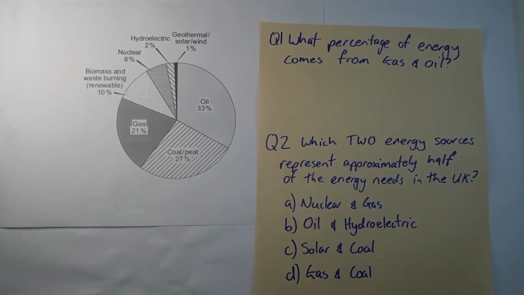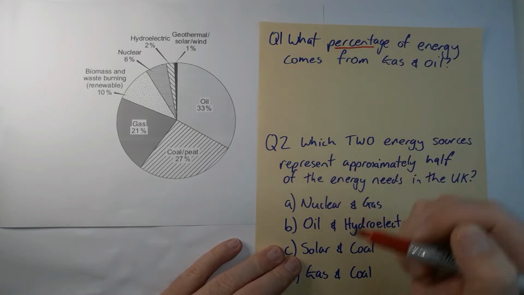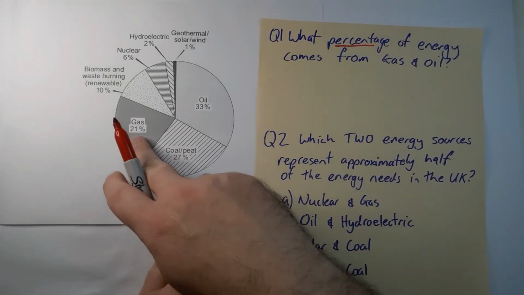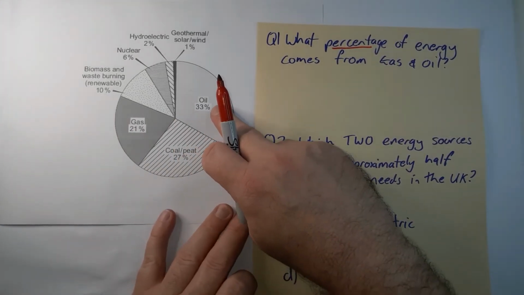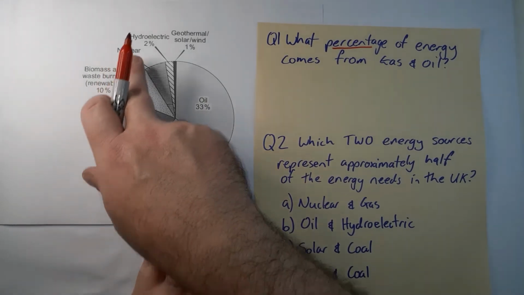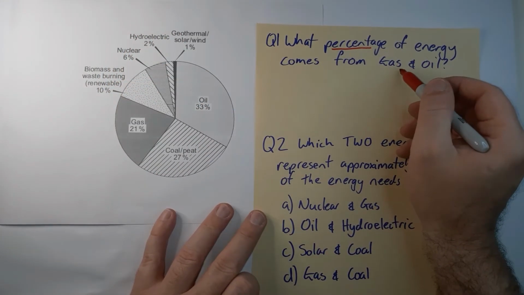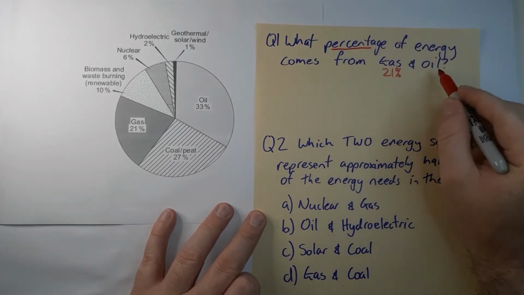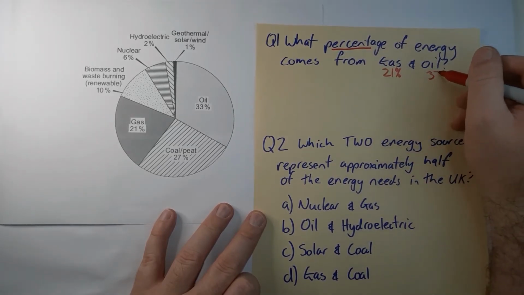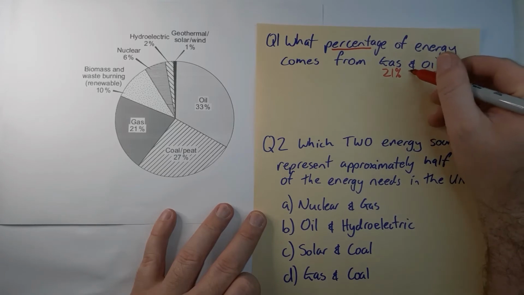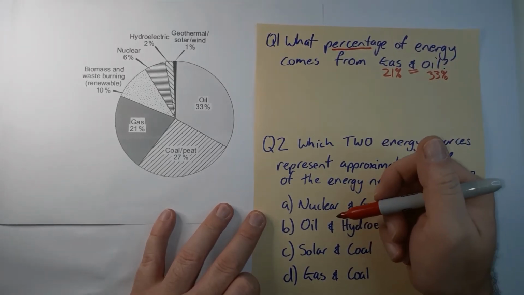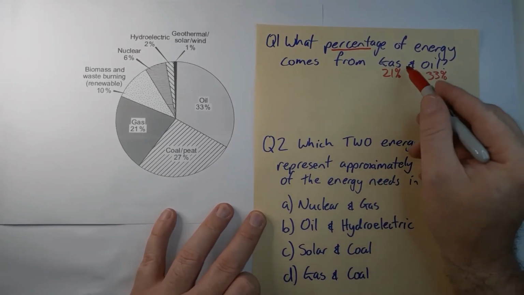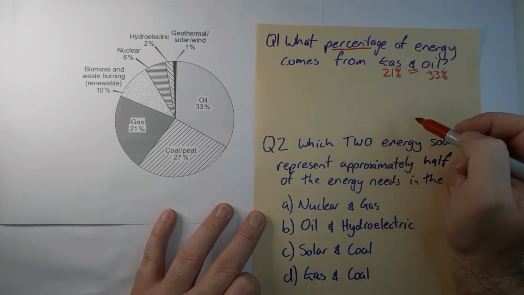So question 1, I forgot to label that as a 1. What percentage of energy comes from gas and oil? So we are looking for the percentages. We can find them quite easily on here if we read the key that's given to us, and they're quite clearly labelled. So I'm looking for gas, which is 21%, and oil, which is 33%. Because it says "and", that means I have to do a calculation, and I'm going to be doing an addition.